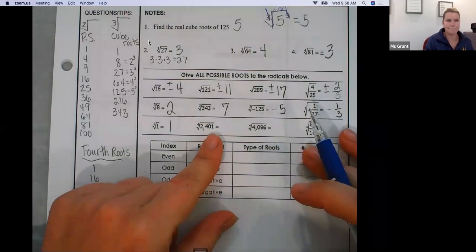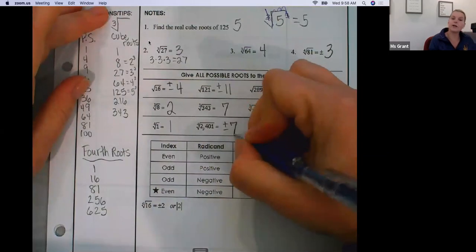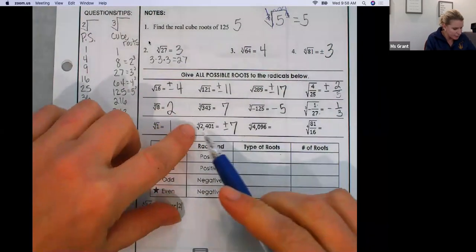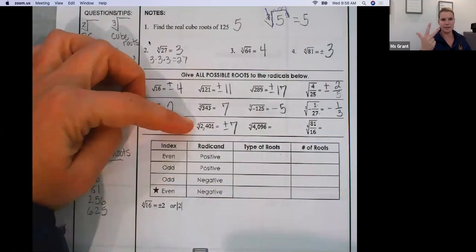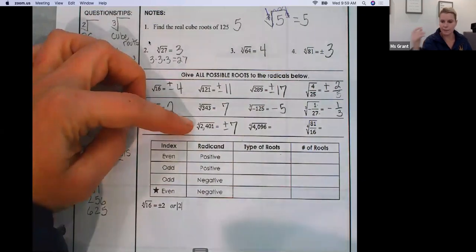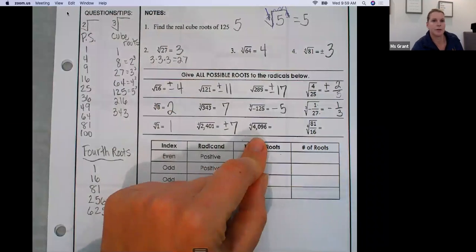Sean. Plus or minus 7. It is plus or minus 7. The reason I knew it was plus or minus is because it had an even root. I'm going to talk about that down here. -7 times -7 times -7 times -7. Okay. All right, 4,096. 4,096.